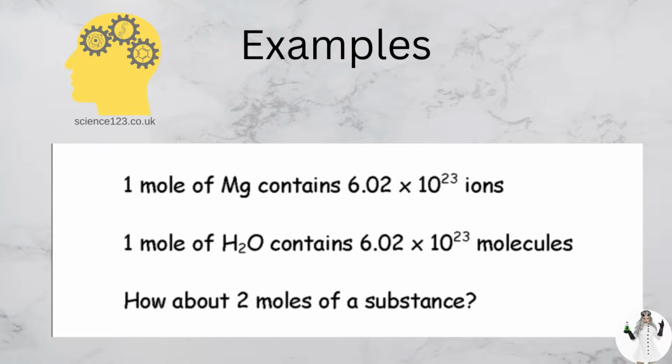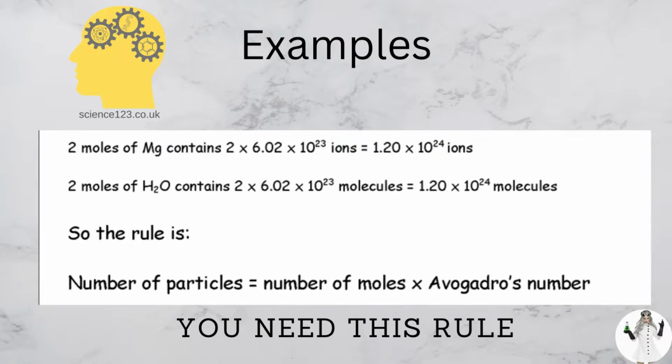But how about if you are asked to calculate how many particles are in 2 moles of a substance? So logically, in 2 moles of any substance, you will have double the number of particles that are in 1 mole of that substance. So the rule is the number of particles equals the number of moles times Avogadro's number. Now you do need that rule, but I am not someone who likes to just memorise the rules. It is easier for me if I can derive it as I have just done in this example. Hopefully you will find that useful too.